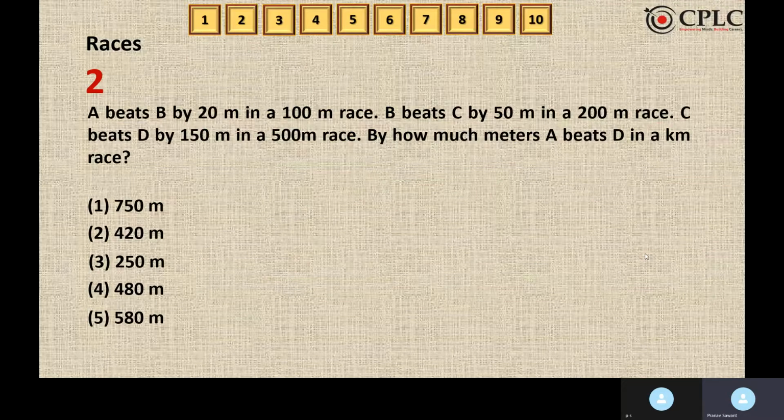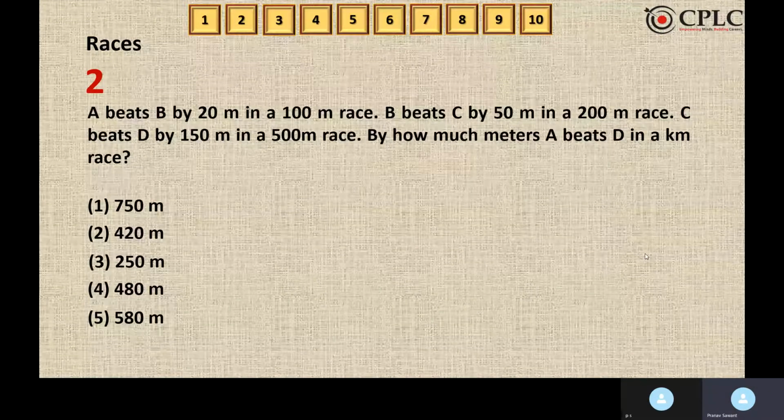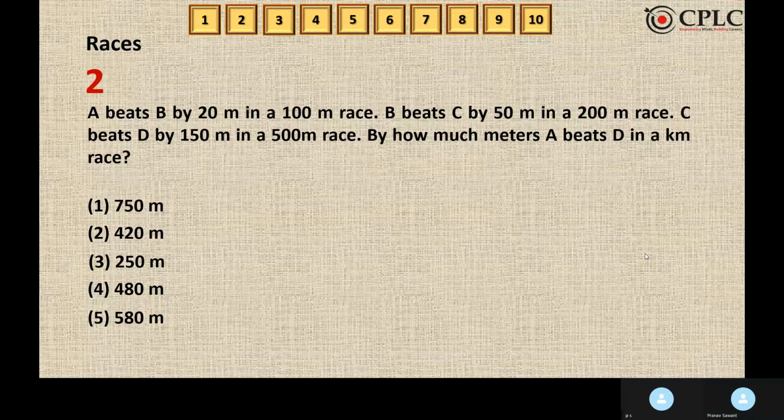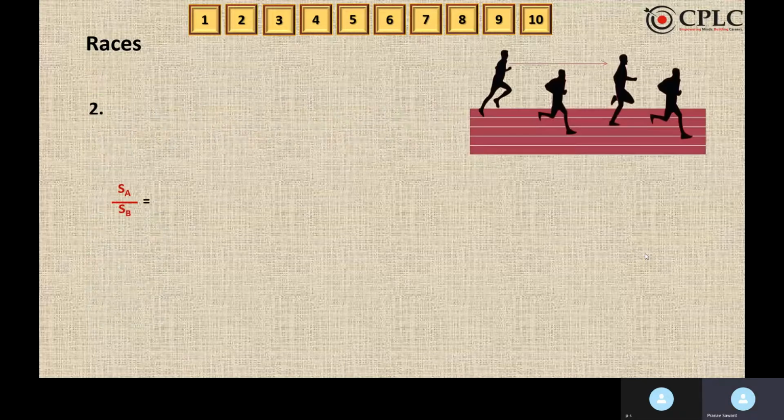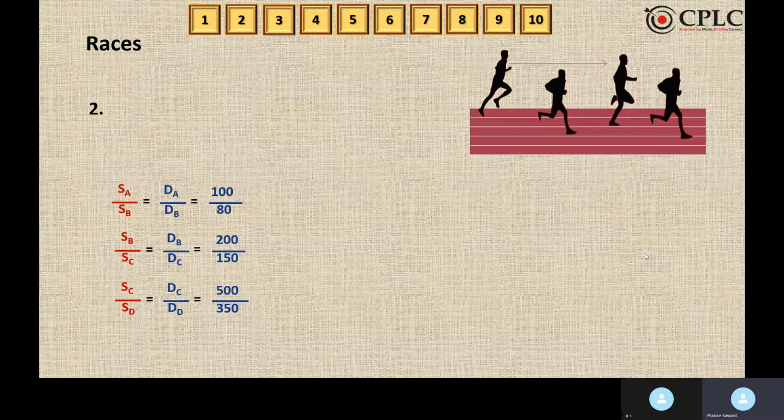A beats B by 20 meters in a 100-meter race. B beats C by 50 meters in a 200-meter race. C beats D by 150 meters in a 500-meter race. By how many meters does A beat D in a kilometer race? Now this question has a concept which we have done in ratio and proportion. So we will make use of that concept. First, let's find out all the ratios.